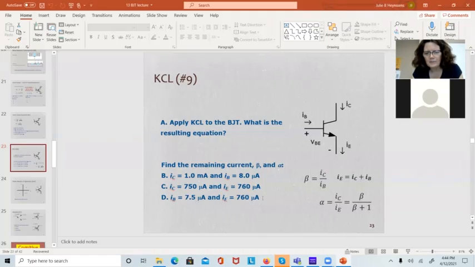Part D, I'm given two currents. I find the third with KCL, find beta as IC over IB, and then I can find alpha. Okay.